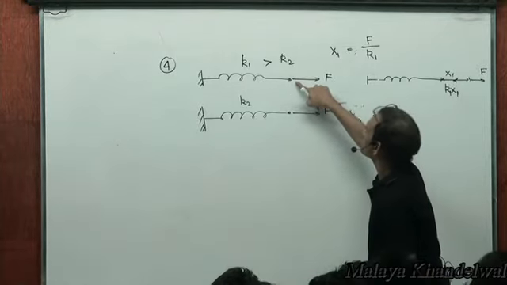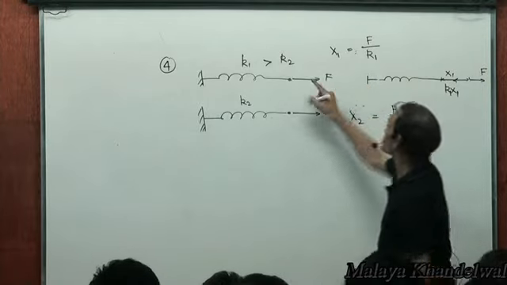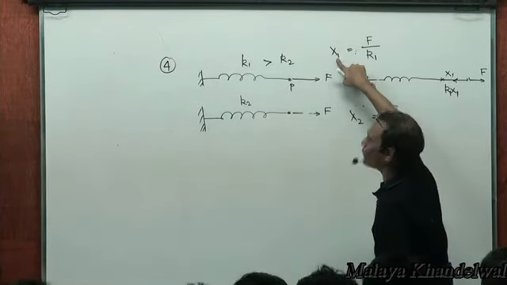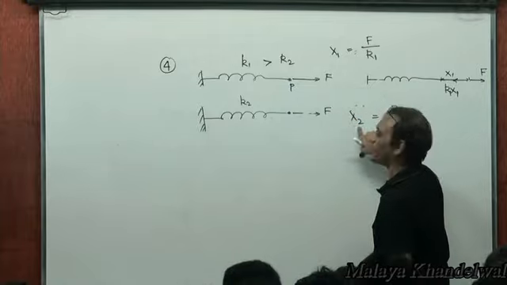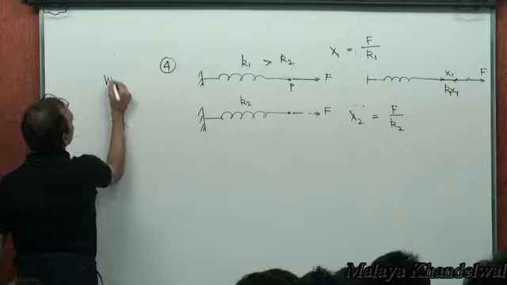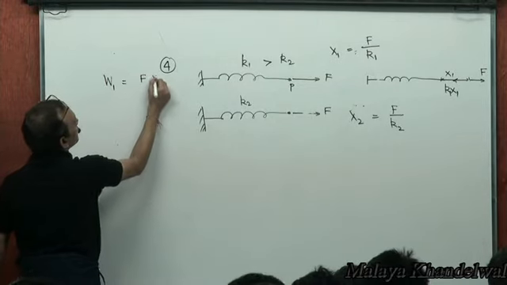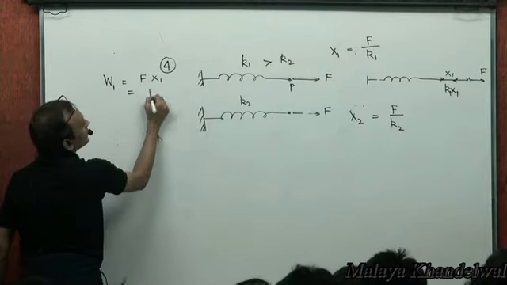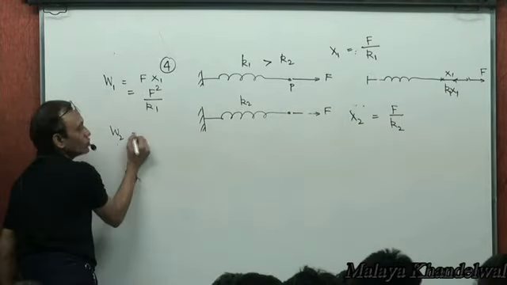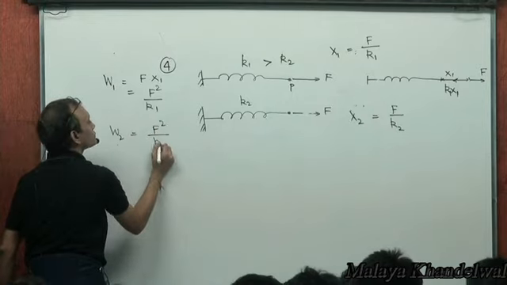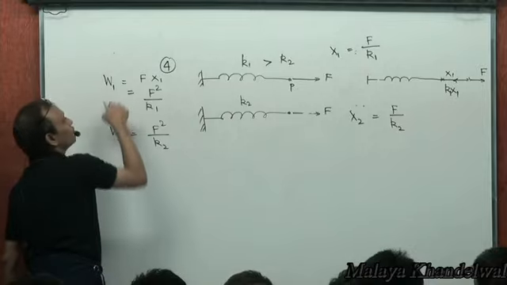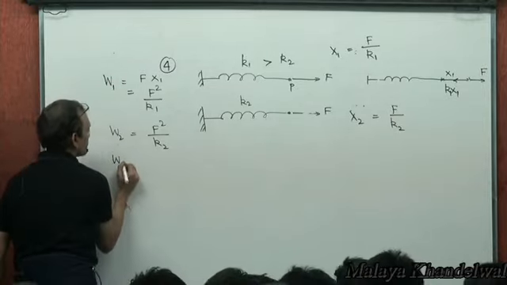The work done by this is going to be F into x1 because this point of application has moved to the right by an amount x1. So F into x1 would be the work done here, F into x2 would be the work done there. So the work done in this situation is F into x1, which is F squared by K1. Similarly, work done in 2 is going to be F squared by K2. And it's given that K1 greater than K2. So W2 will be greater than W1.